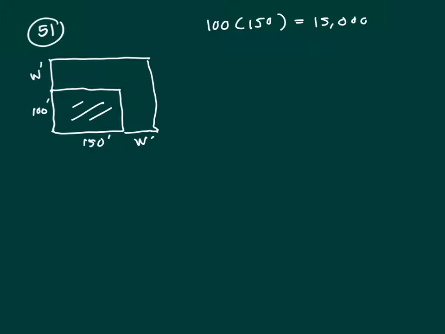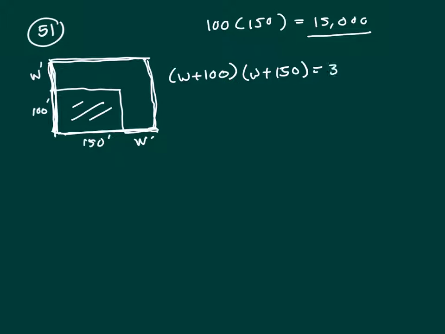Now, what's the area of the big rectangle? Once again, it's length times width. So from here to here is W plus 100. And the length is W plus 150. And it says the area of the enlarged lot, which is what I just wrote down, is, that's my equal sign, twice the area of the original lot. So 2 times 15,000 is 30,000.